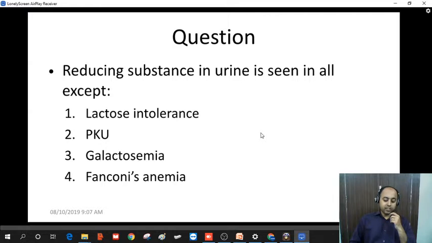Now this question we had done right in the beginning on day one, when we were doing the classification of the carbohydrates. At that time we had discussed: reducing substance in urine is seen in all except. Your options are lactose intolerance, phenylketonuria written as PKU, galactosemia, and Fanconi's anemia.